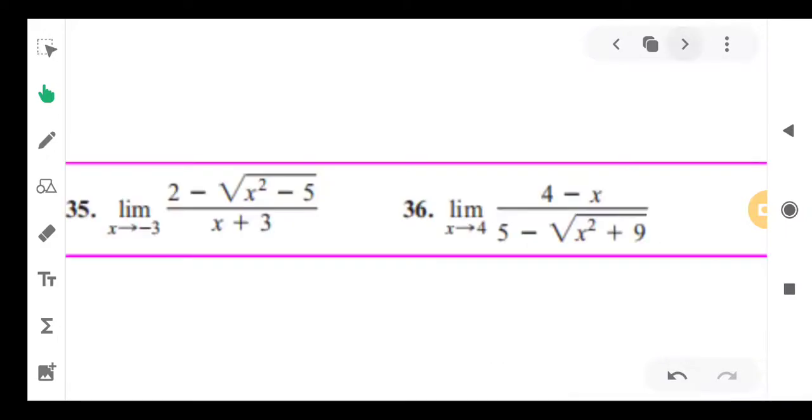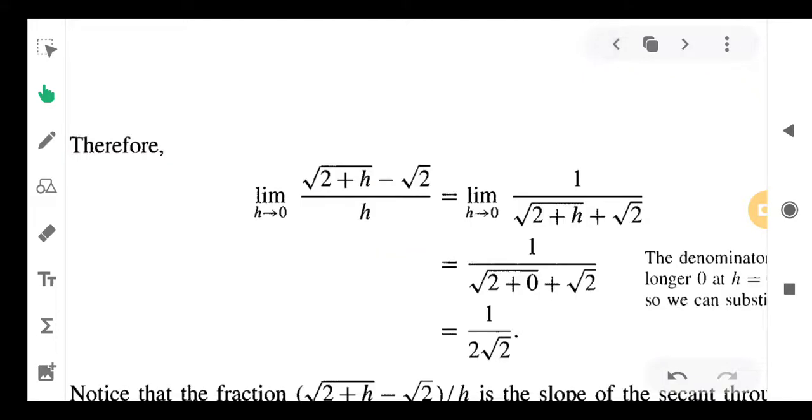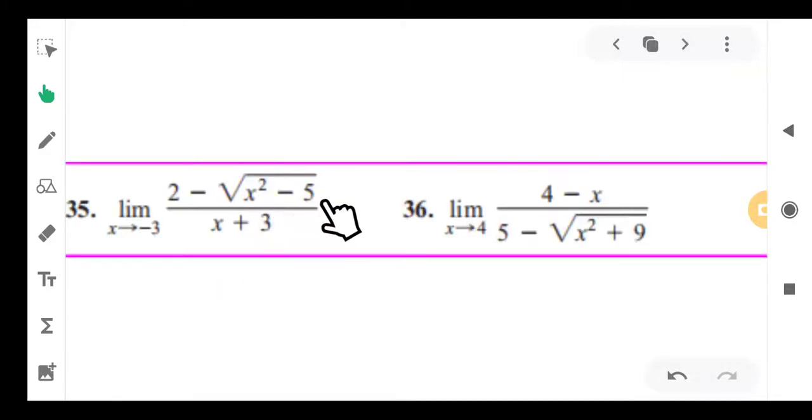So such problems you can expect. So this is another homework which you have to do using the problem which we have just done. You have to apply it, rationalize it. It means you have to multiply with 2 plus root of x square minus 5 on both numerator and denominator, and make cancellation, and finally you will get a number. This is another one. Here you have to multiply both numerator and denominator by 5 plus root of x square plus 9.